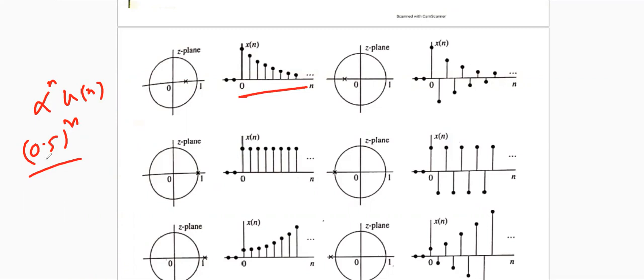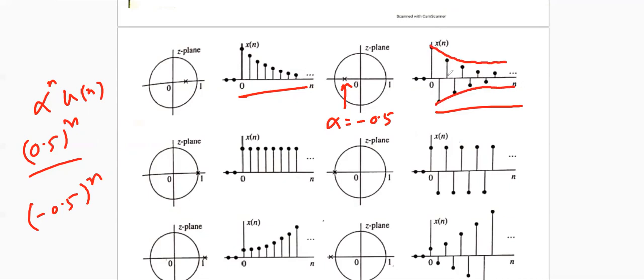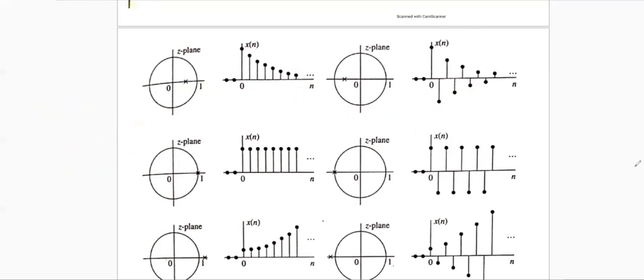If alpha is a negative number, let's say minus 0.5, then we have minus 0.5 to the power n. As we already know, the pole location is equal to alpha. So this is that alpha, where alpha equals minus 0.5. And for that, the time domain sequence looks like this. We definitely have a stable signal, but we have both positive and negative values.